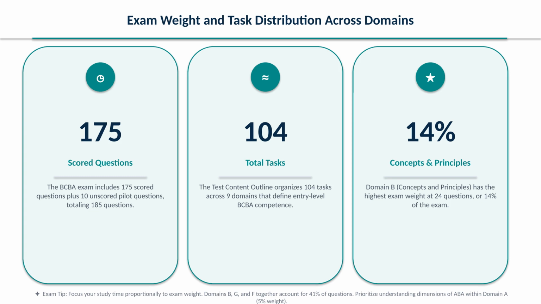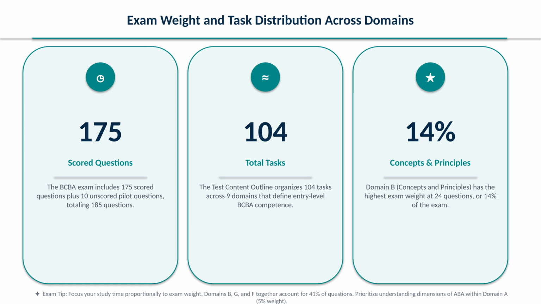Notably, Domain B, Concepts and Principles, carries the heaviest weight on the exam, with 24 questions making up 14% of the total. That means nearly 1 in every 7 scored questions will test your grasp of foundational behavior analytic concepts, from reinforcement schedules to stimulus control. This domain is not just a review topic, it's the bedrock of everything else you'll apply in practice. Prioritizing Domain B in your studies will pay off directly on exam day, as mastery here supports your performance across all other domains.